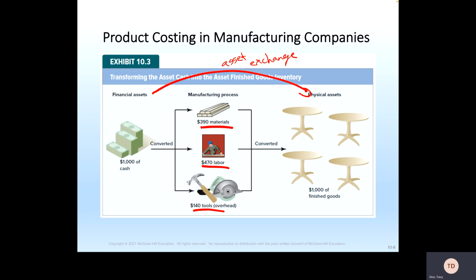We are taking them and we are directly turning them into an asset that we are going to use or sell at some point. And they come up with $1,000 of finished goods. So how do they get that $1,000 of finished goods? Well, add up the 390, the 470, and the 140, and you should get $1,000. When you get that, you can then find your COGS eventually, or your cost of goods sold when you sell it.